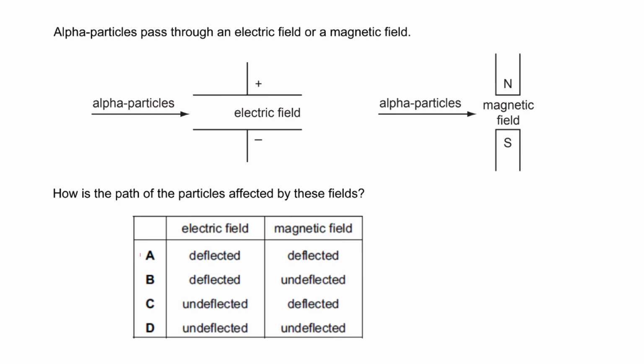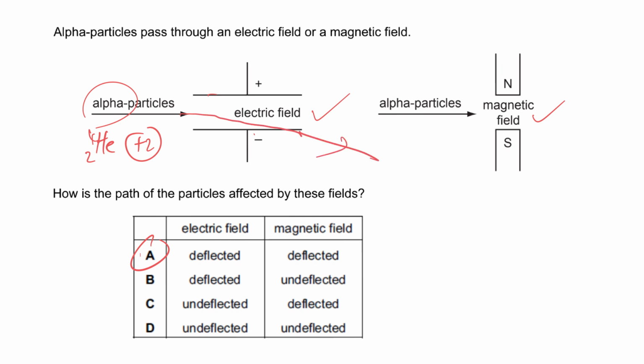Okay, so this question is actually rather straightforward, because an alpha particle is a helium nucleus, so it has a positive charge, and a positive charge will definitely be deflected by an electric field and a magnetic field. So the answer will be A straight away. But let's revise. Alpha is positive, repelled by the positive plate at top and attracted by the negative plate below. So it will be bent, and after that it will go straight.